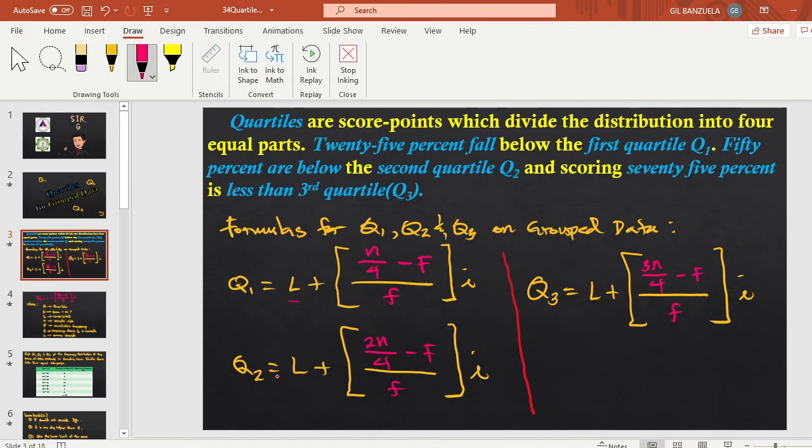Alright, so for quartile 2, that is equal to again the true lower limit plus twice of n, this time because your k is 2, then over 4 minus the cumulative frequency all over the frequency where the lower limit is located, multiply to the class interval. And for quartile 3, that is equal to the lower limit plus a quantity of thrice the sample size divided by 4 minus the cumulative frequency all over the frequency where the lower limit is located, then multiply to the class interval.